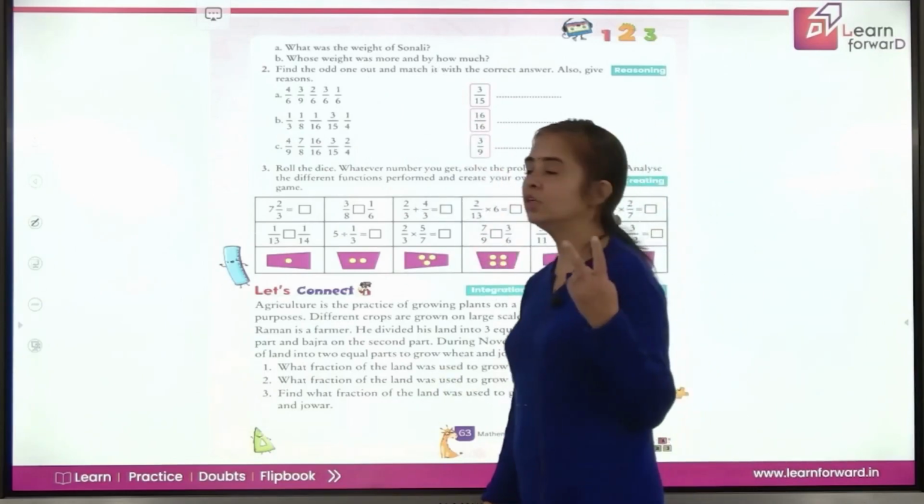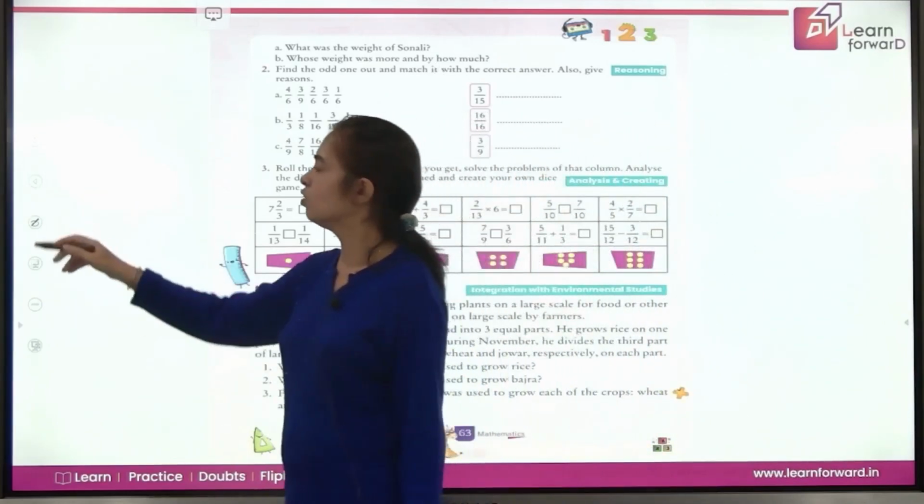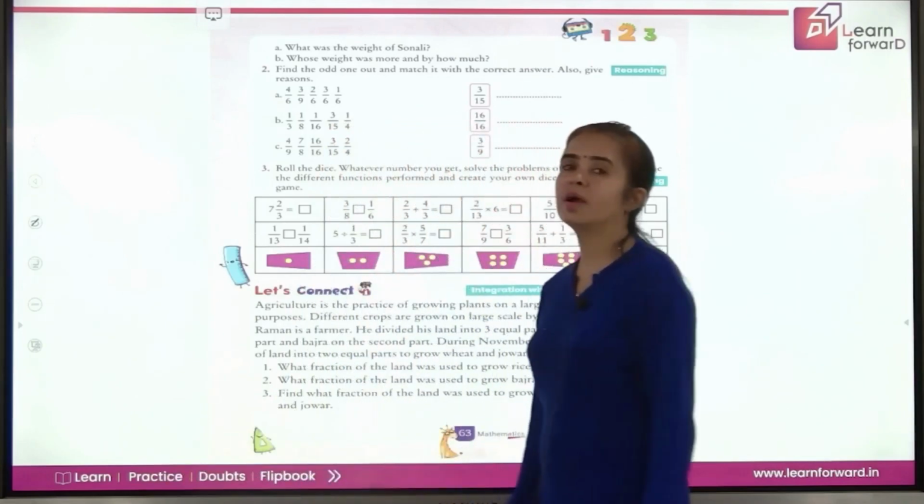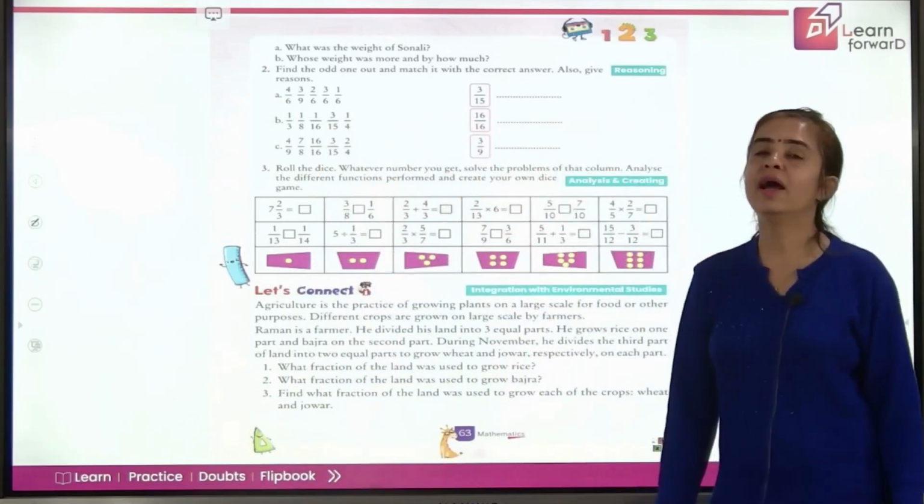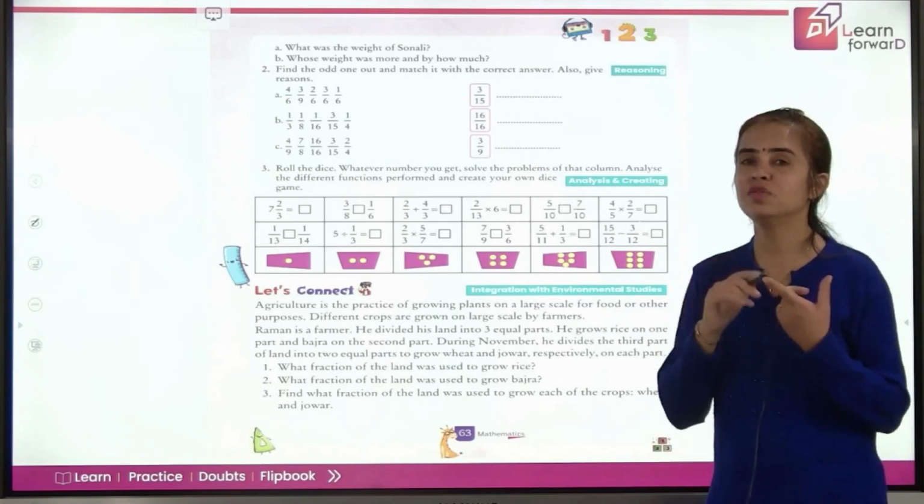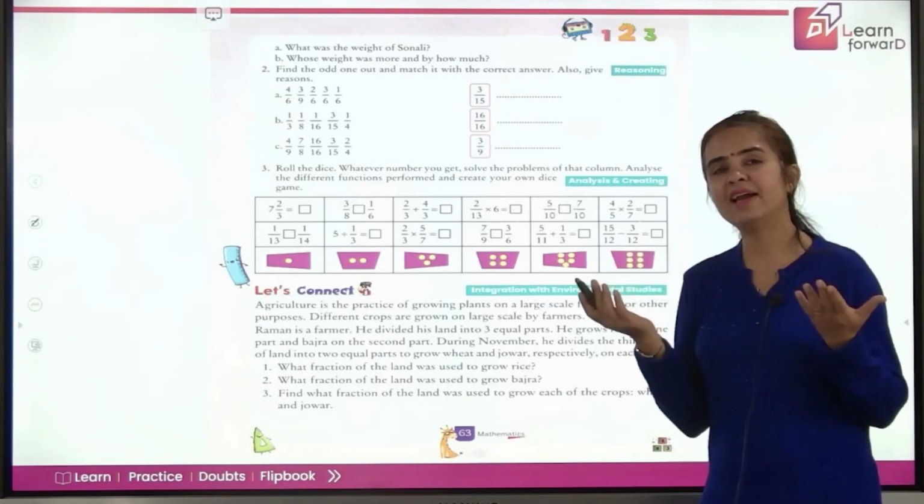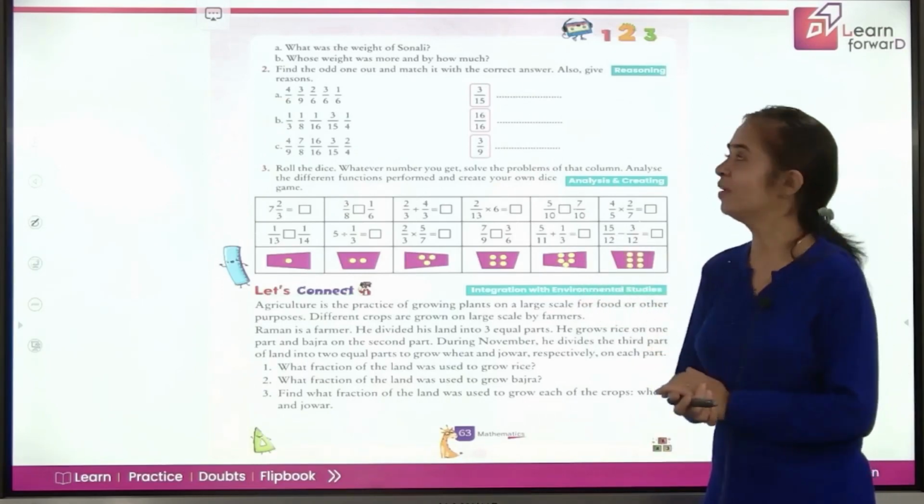Now you have the two fractions. You have the weight of both the siblings. So to compare whose weight was more and to see how much more, first you will be finding out bigger, smaller, and then good, you'll be subtracting.